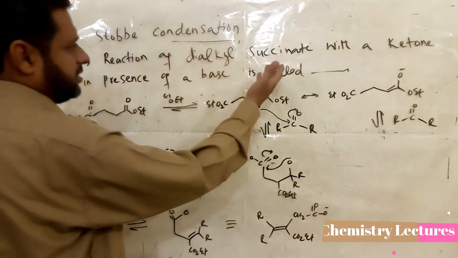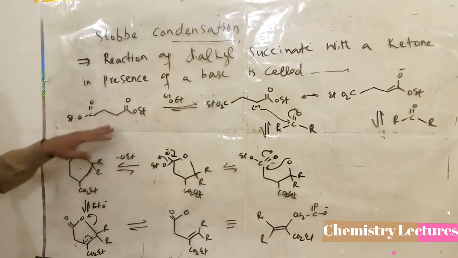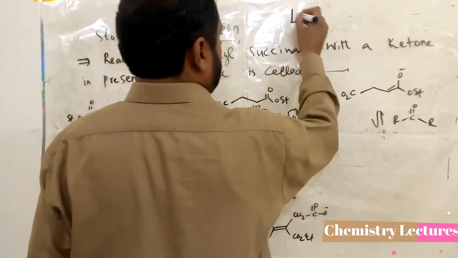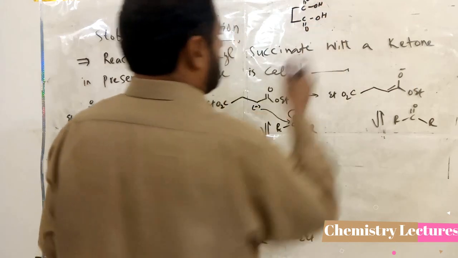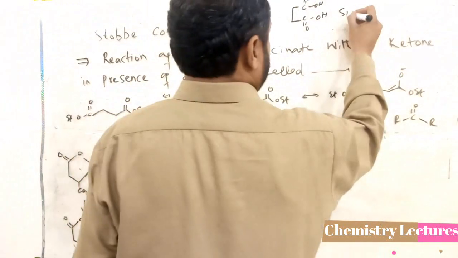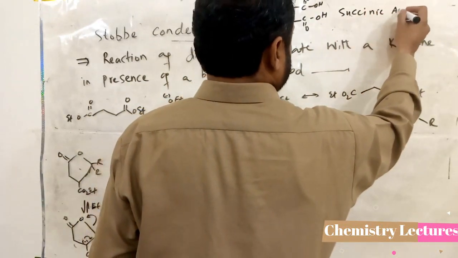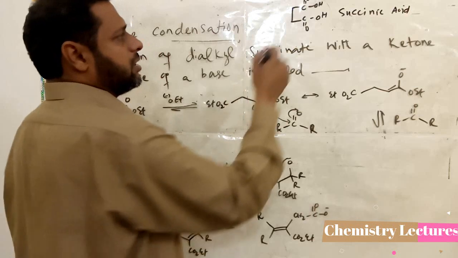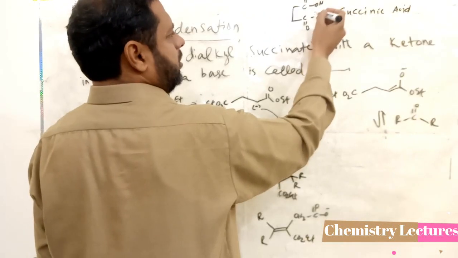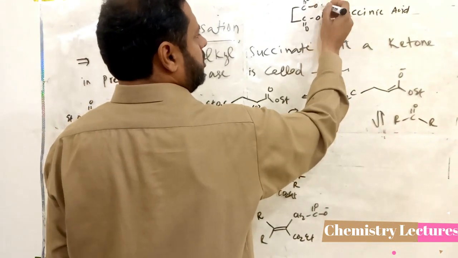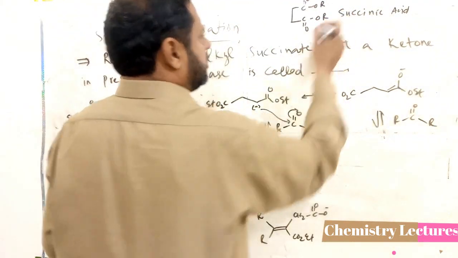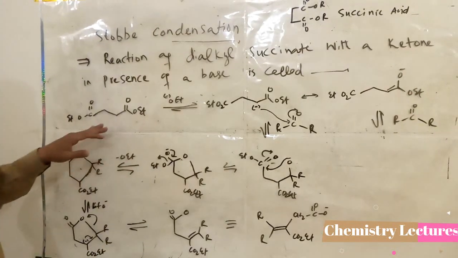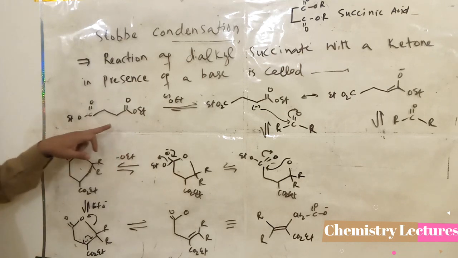What is dialkyl succinate? As you know, we have succinic acid. Succinic acid is a dicarboxylic acid with four carbons. When you make the succinic acid ester on this side, the OH is removed and you have R. This is called alkyl succinate. And when you remove both the H groups and make a diester, this type of ester is called dialkyl succinate. Here we have diethyl succinate.